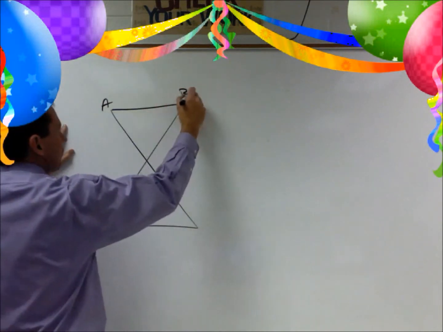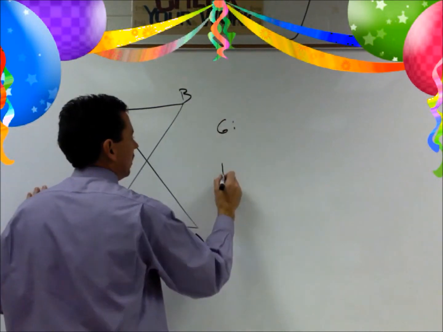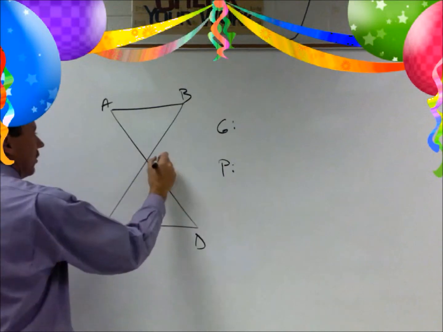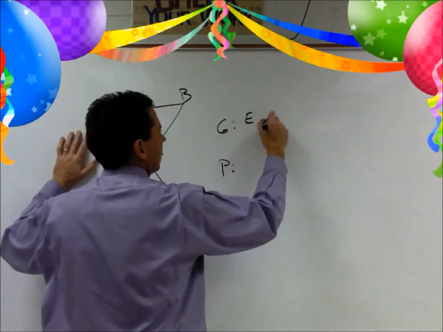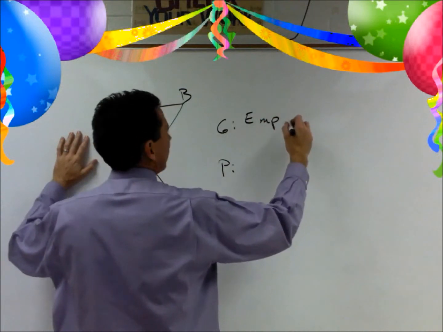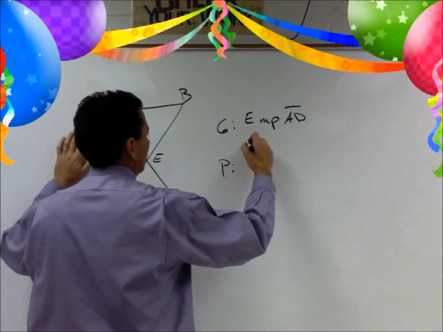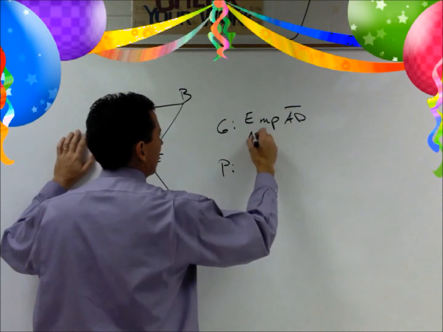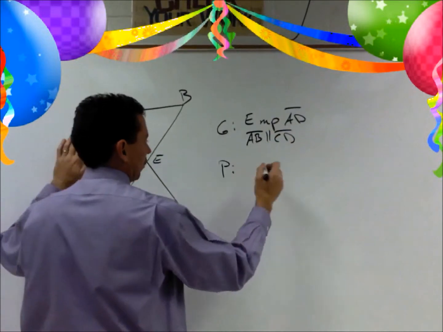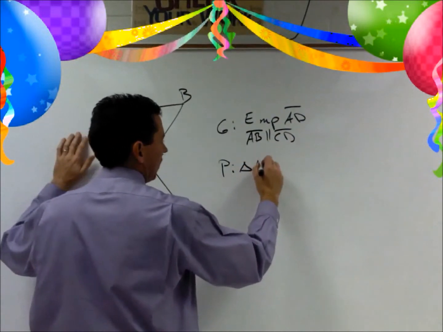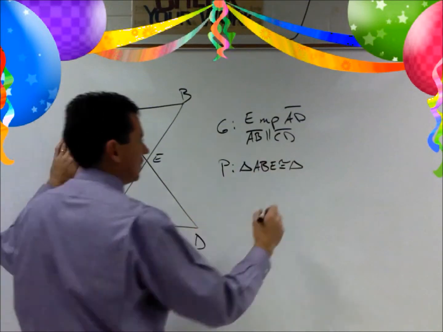So if I set this up this way, we could look at this diagram a couple different ways. Let's call this E. So let's suppose we were given E is the midpoint of segment AD. Let's suppose we're given AB is parallel to CD. And we're trying to prove triangles congruent. We're going to try and prove triangle ABE is congruent to triangle DCE.